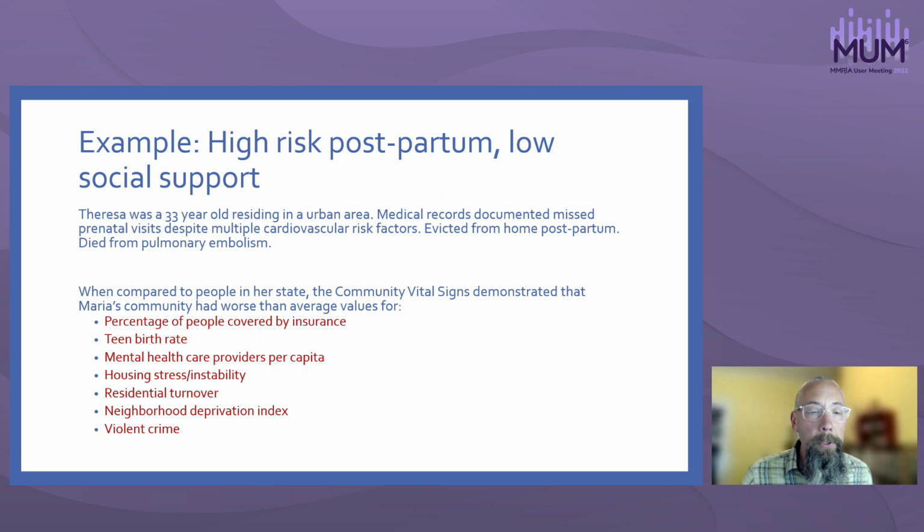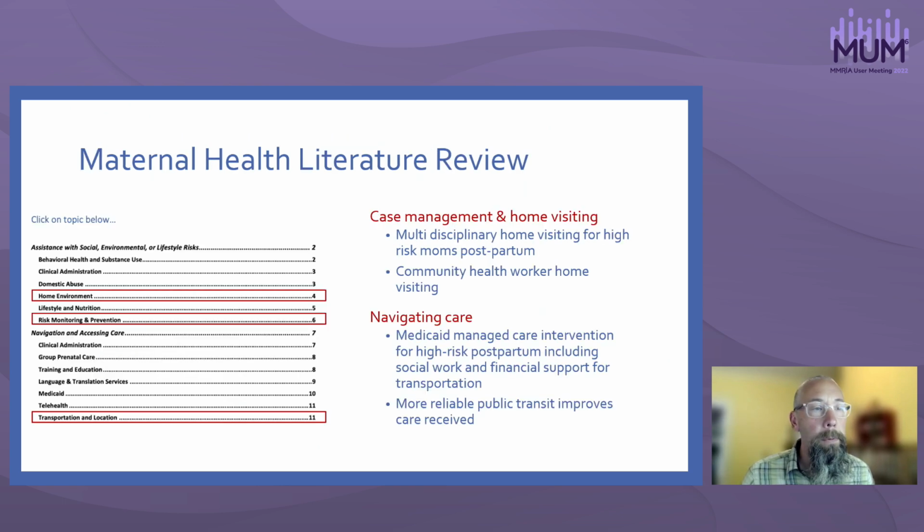And then there was also, of course, information from the rest of the review. So let's imagine that we take those bits of information and we go to these recommendation resource tools. If we look at the maternal health literature review, you might click on evidence about the home environment, or about the risk monitoring and prevention, or about transportation and location. And there's a number of things that might be relevant as you review those areas.